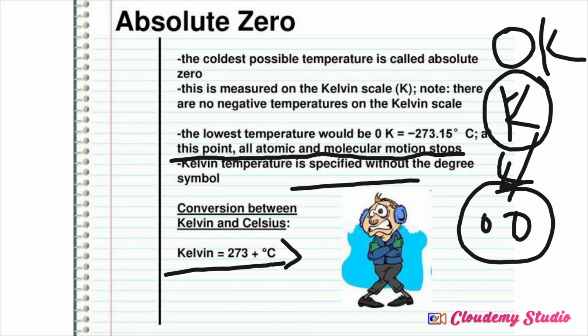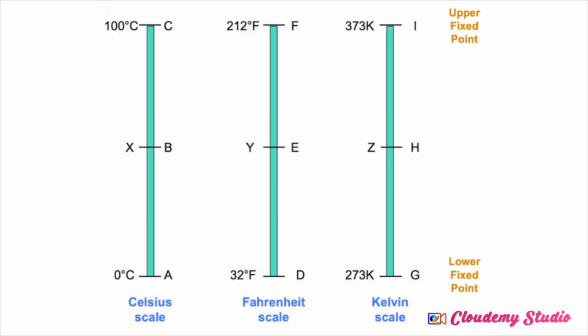So let's continue. This is basically testing our upper fixed point and lower fixed point. On the Celsius scale, the upper point is 100 degrees Celsius and the lower fixed point is 0 degrees Celsius. I already said the lower fixed point is the point at which pure ice melts. So they can ask us to convert from one scale to another. We have Celsius, Fahrenheit, and Kelvin. It's very very simple.